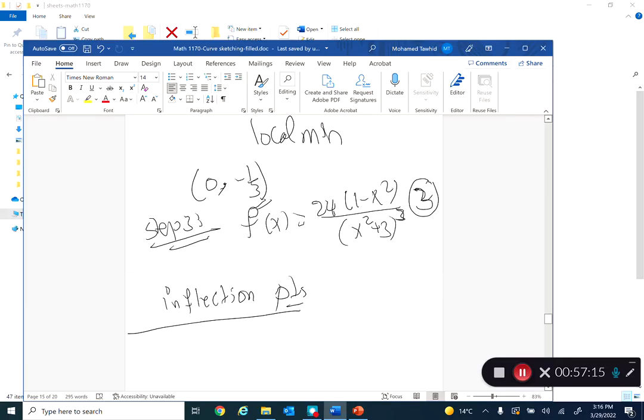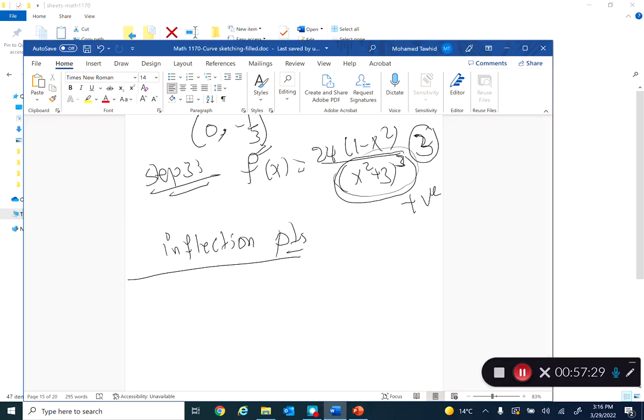Is there any value of x for which your second derivative does not exist? No. Why? Because the denominator here is always positive and non-zero. So now your second derivative could be 0. That is the only way.